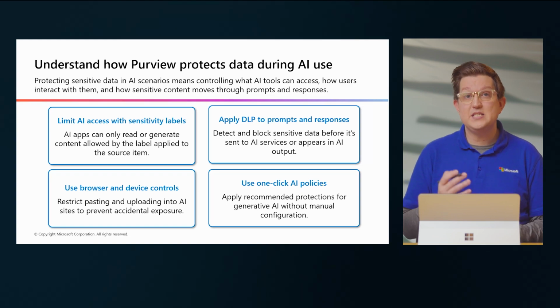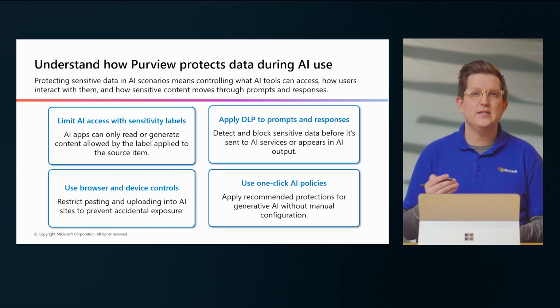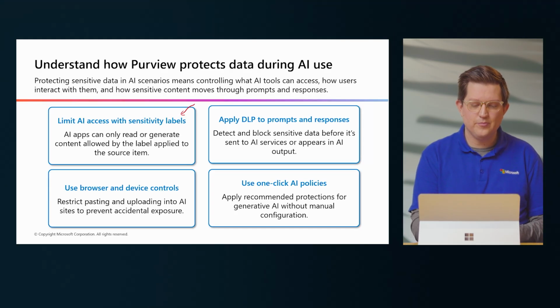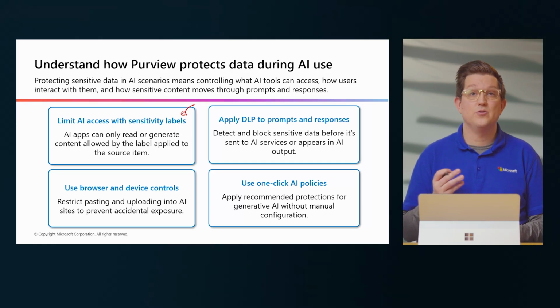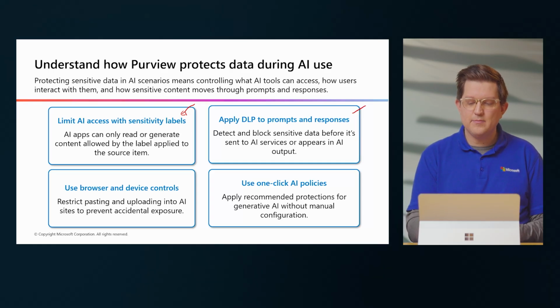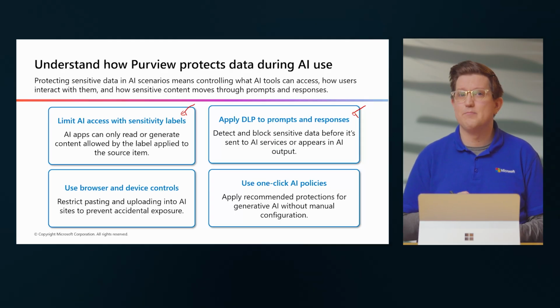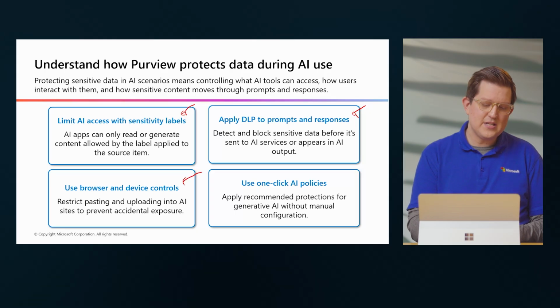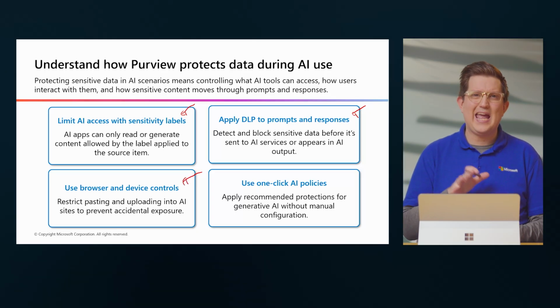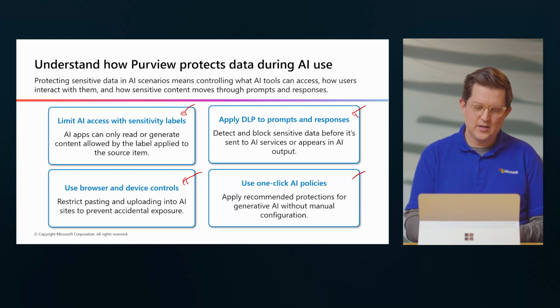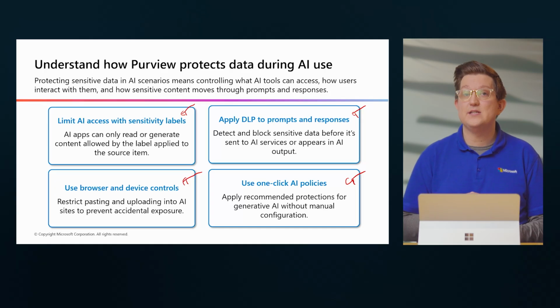Purview gives you many different avenues of potentially protecting your information, but the main mechanisms are sensitivity labels, ways of classifying your information based on the risk level, DLP, data loss prevention policies, which give you a great way to understand how things are actually being evaluated. Basically, we can look through and take a look at AI responses as they come back. Browser and device controls also encompass things like endpoint controls, so looking at text paste, file uploads, these sorts of pieces. And then, of course, the one-click policies.